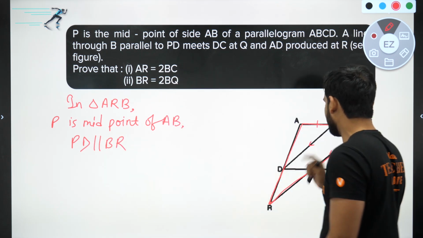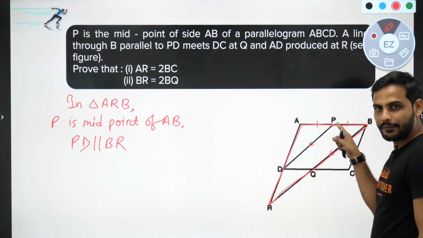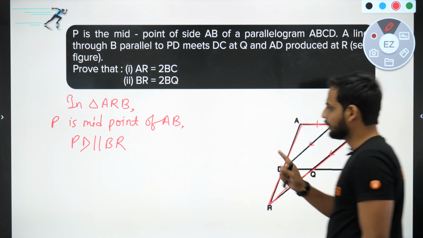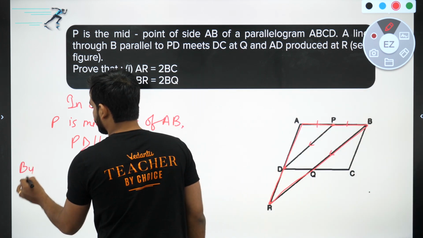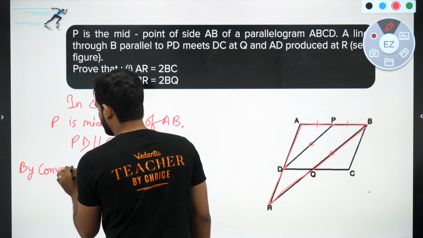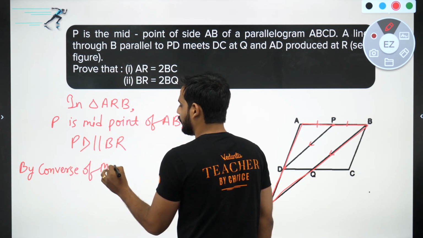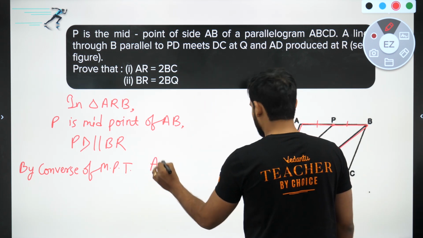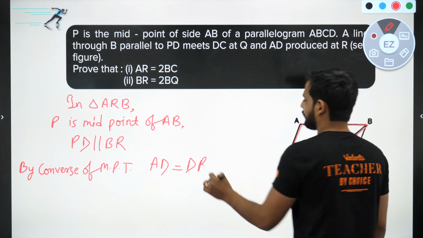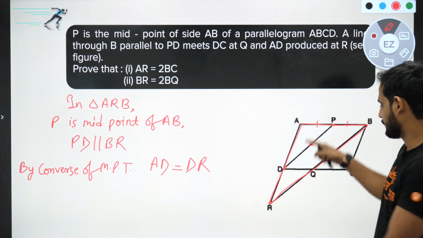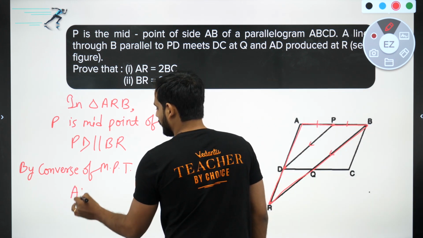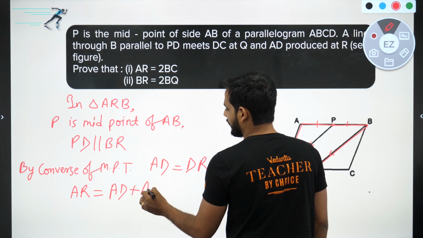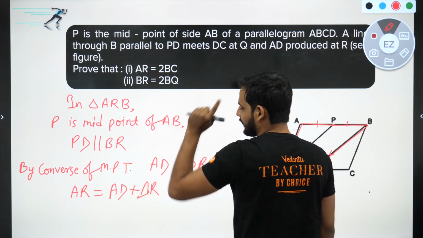So from this, I can clearly say that a line drawn from the midpoint parallel to the second side will intersect the third side at its midpoint. So by the converse of the midpoint theorem, I can say D is the midpoint. That means AD is equal to DR. Now let us see, what is AR equal to? AR is equal to nothing but AD plus DR.